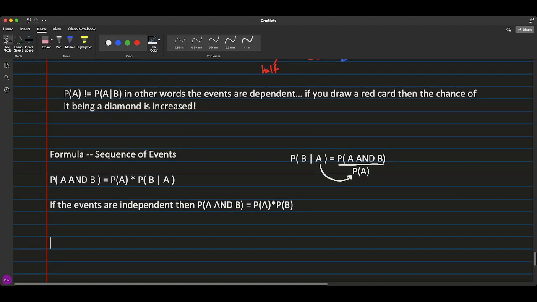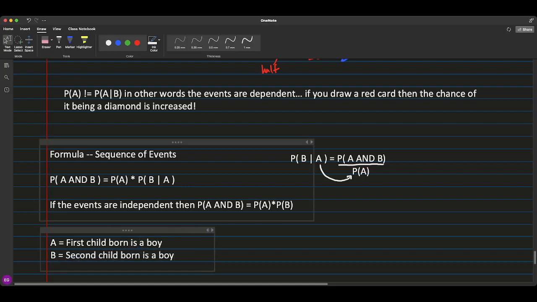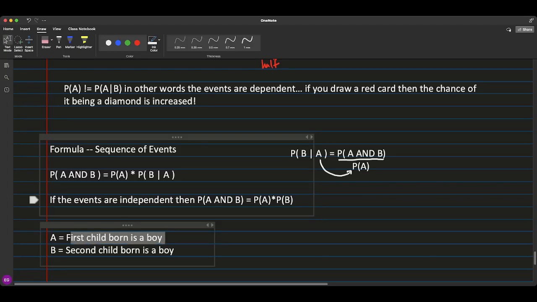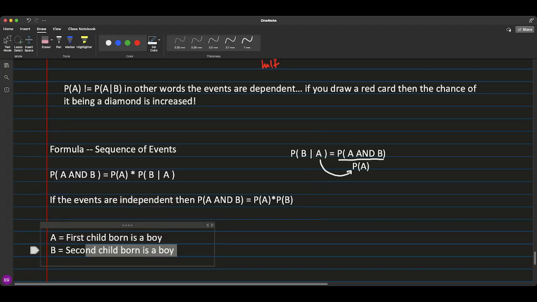So let's do an example. Let's say that A is the event that the first child born is a boy. Event B is that the second child born is a boy. This is a sequence of events because we're talking about the first child being this and then the second child being this. One obviously occurs after another. There is a lot of research which tells us that the gender of one child is independent of the gender of another child.